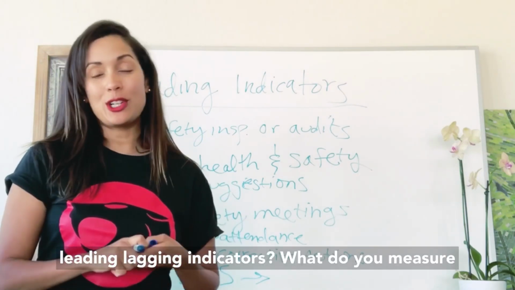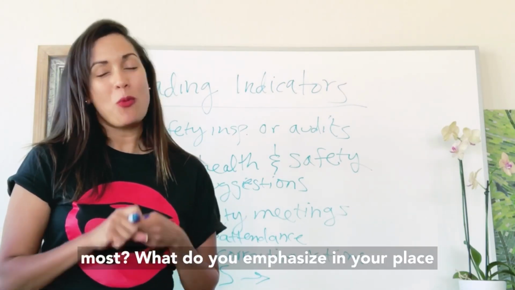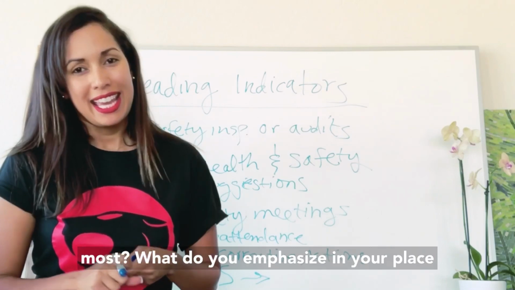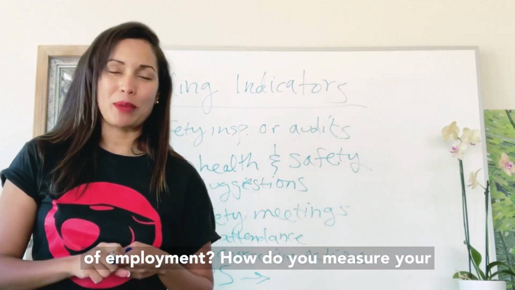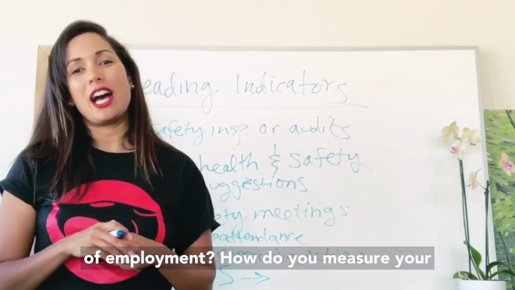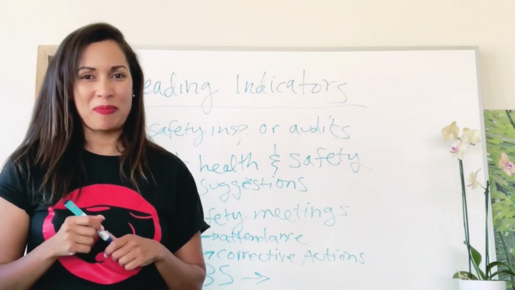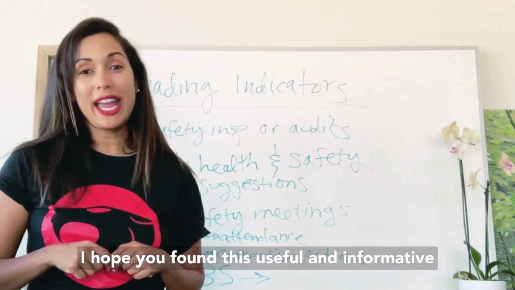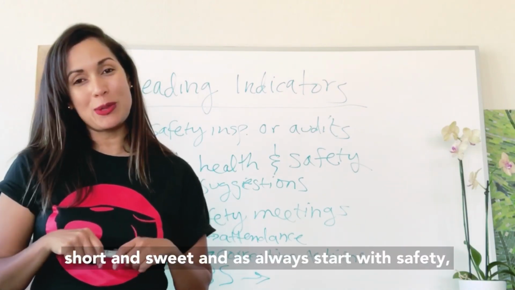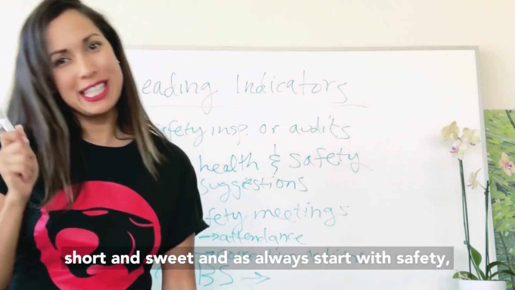All right, so what do you think? Leading, lagging indicators, what do you measure most? What do you emphasize in your place of employment? How do you measure your health and safety program, and more importantly, the success of your health and safety program? I hope you found this useful and informative, short and sweet. And as always, start with safety.